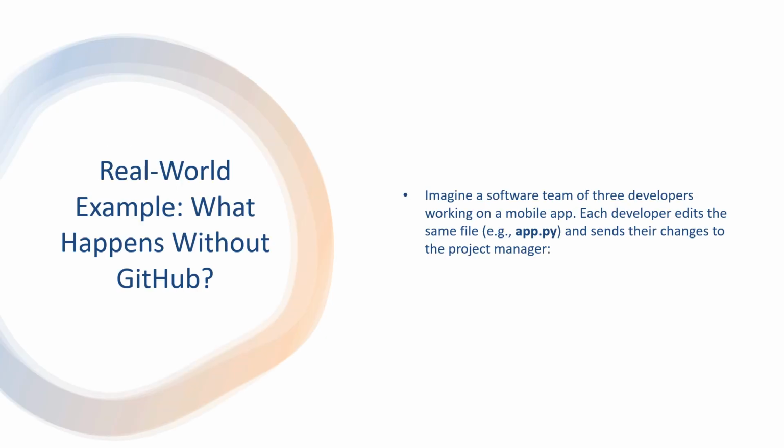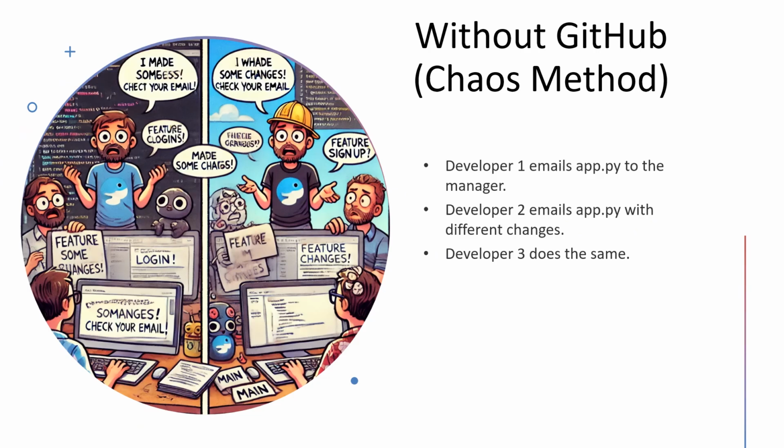Let's look at an example. Imagine a software team developing a mobile app. Each developer is working on the same file, app.py. They email their updates to the project manager. The manager now has 3 different versions of app.py and has no idea which one is the latest. This is the chaos method: confusing, inefficient, and risky.